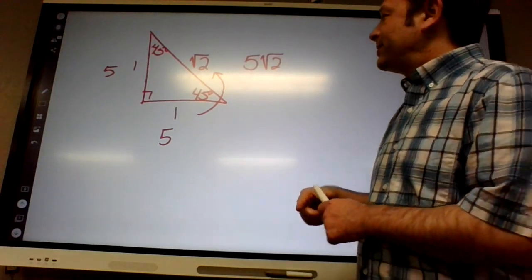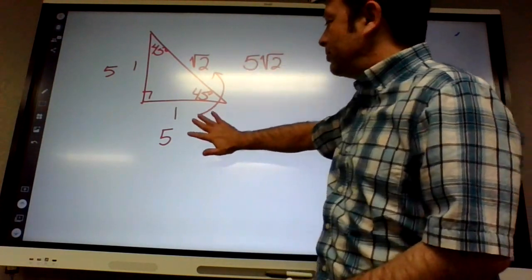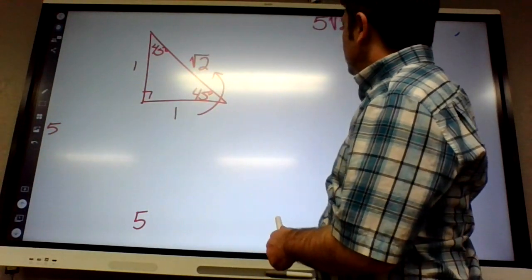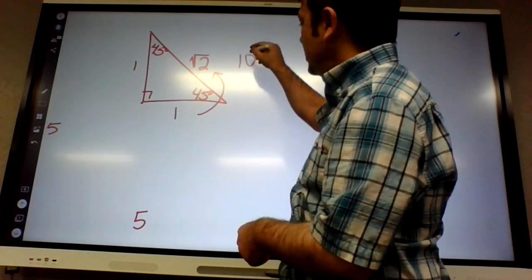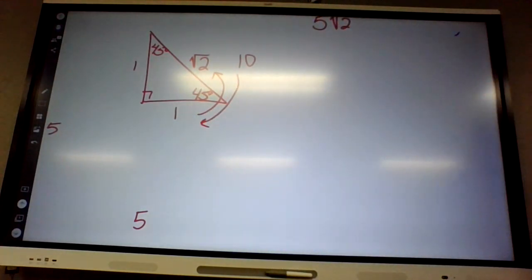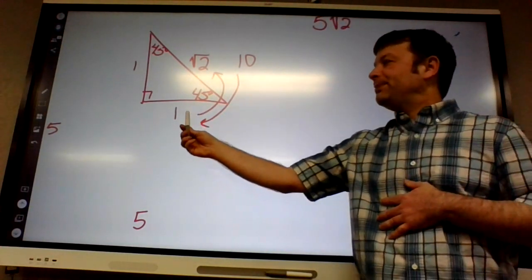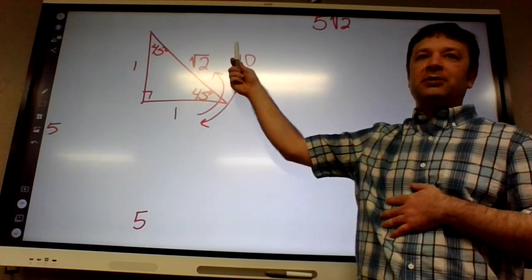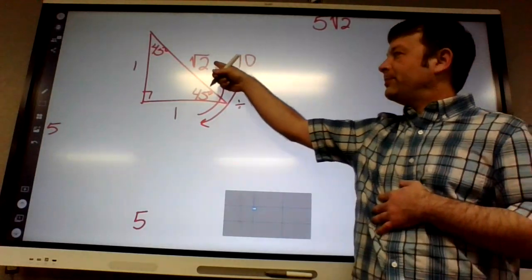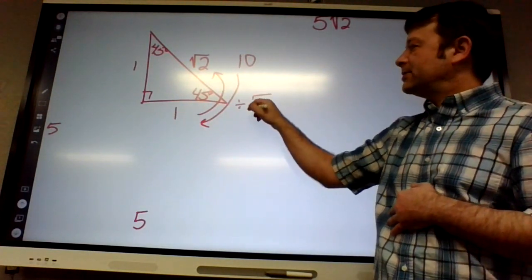Okay, but what if we started with the hypotenuse, let's say it was like a 10, how do we go backwards to get to the leg? 5 by square root of 2? Right. So if we multiply by square root of 2 to go up here, to go backwards, it's getting smaller, right? From hypotenuse to leg. So that's divide by square root of 2.